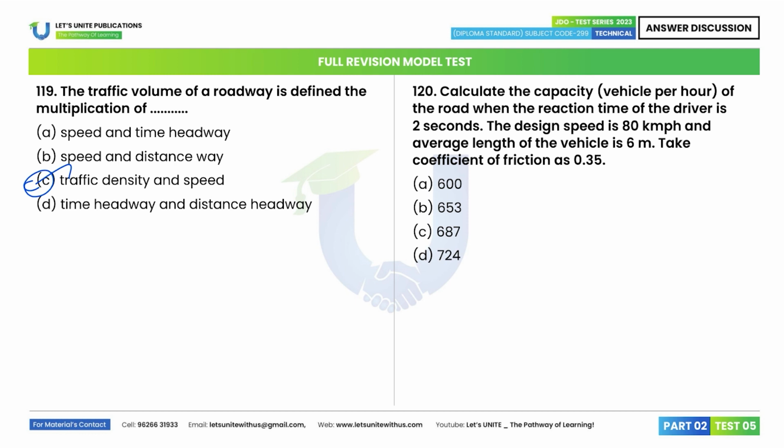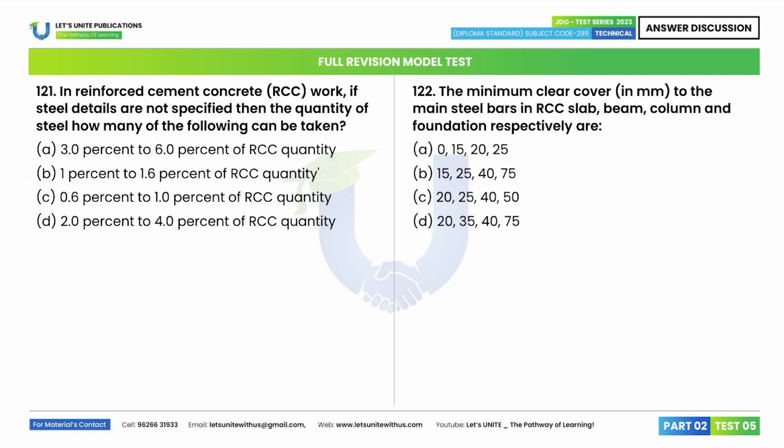இதோட ஆன்சர் பார்த்தீங்கன்னா 6/3. Option B. Next 121, in reinforced cement concrete work, if steel details are not specified, then the quantity of steel, how many of the following can be taken? 0.6% to 1% of RCC quantity. Option C the correct answer.